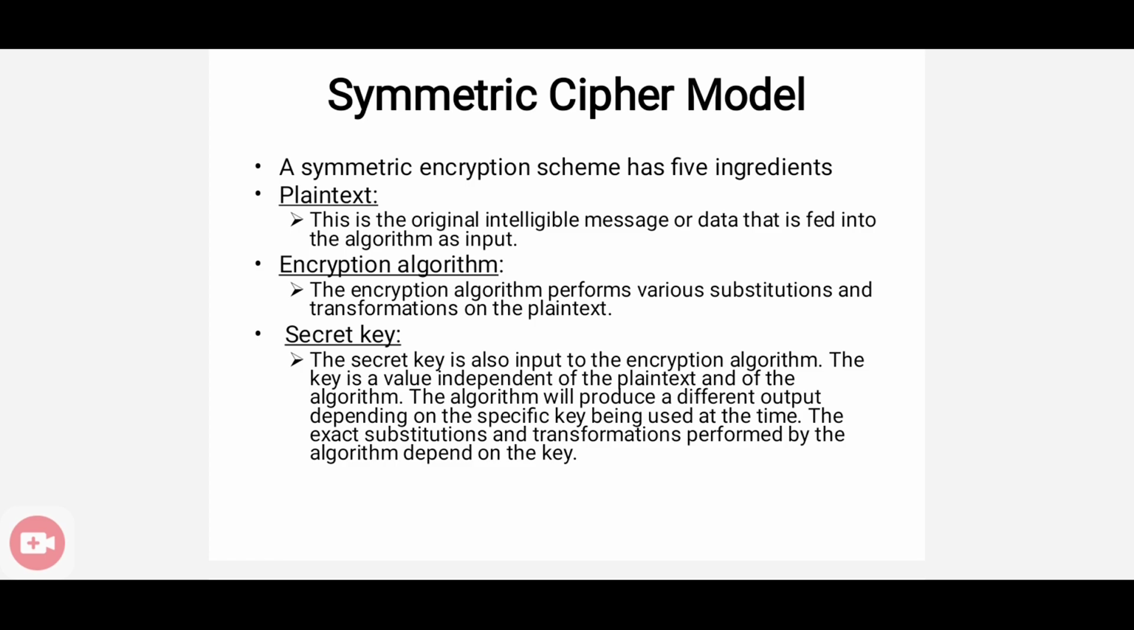And the third ingredient is the secret key, otherwise known as the private key, because for encrypting the plain text into a cipher text, we need another ingredient, that is a key. It's known as a secret key. The key is a value that is independent of the plain text and of the algorithm. And this algorithm will produce different outputs depending on the specific key being used at the time. So the third ingredient is the secret key or private key.